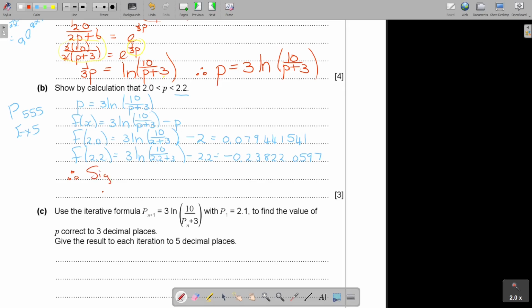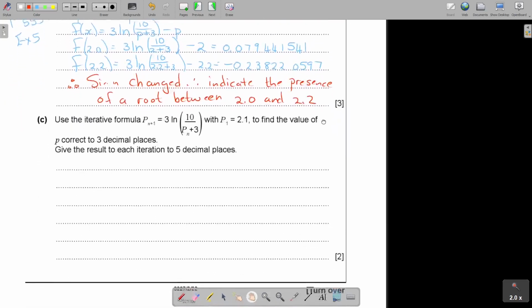I say sign change indicates, therefore, indicate the presence. Okay, I just want to clean this. The presence of a root between 2.0 and 2.2. Okay, so that was a bit not so obvious, this question, I would say.